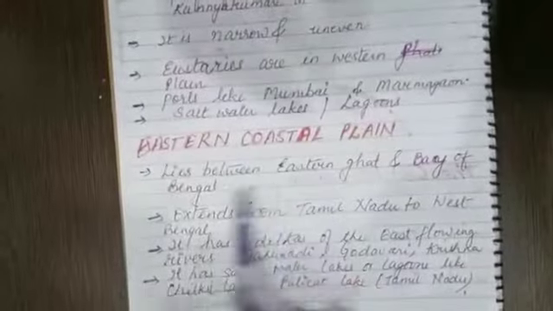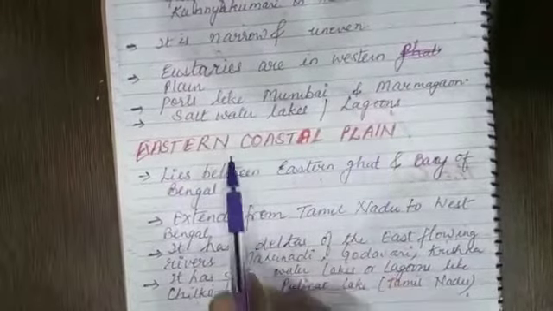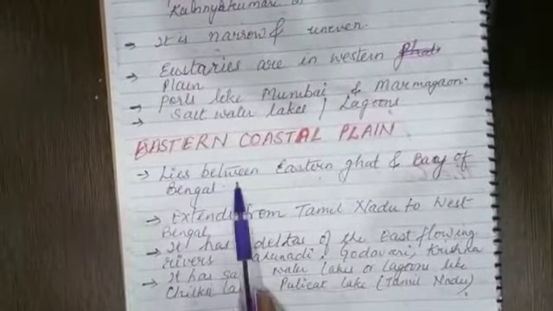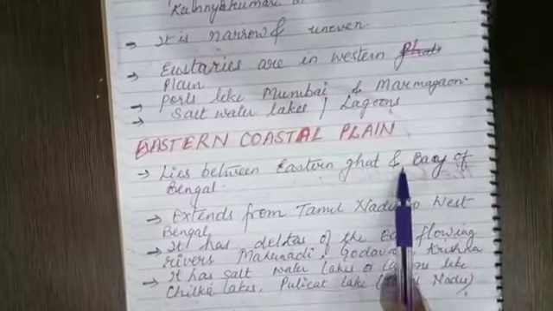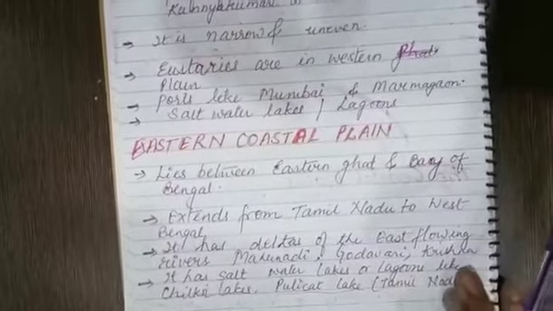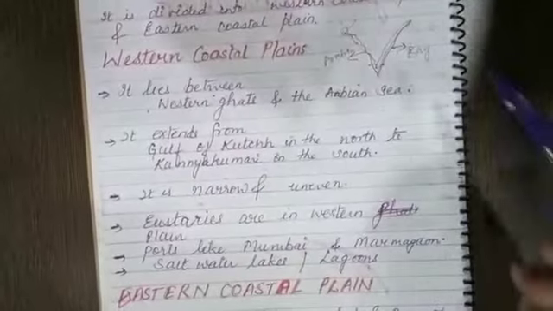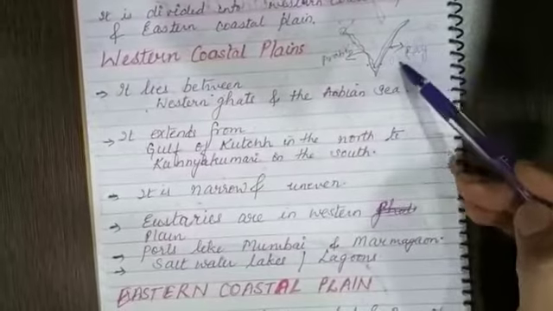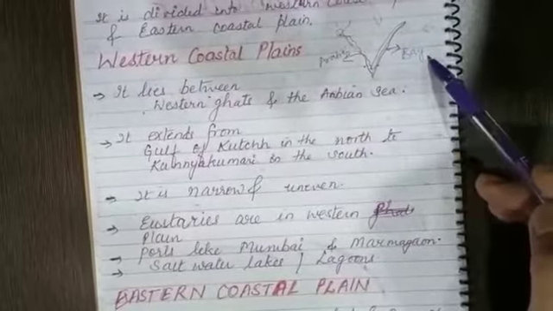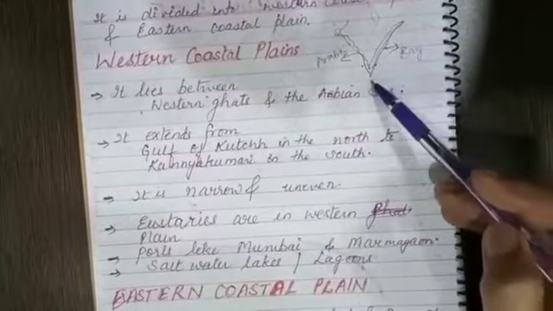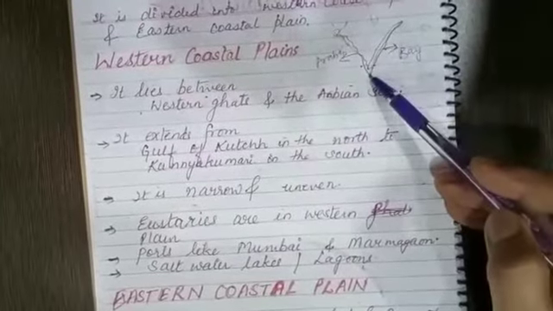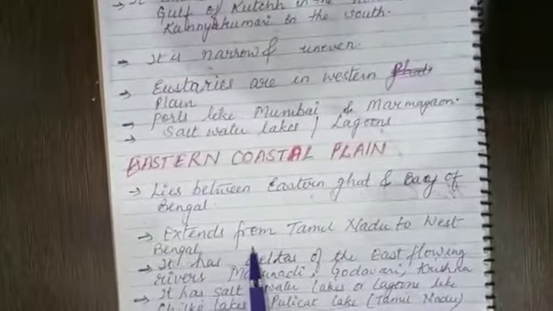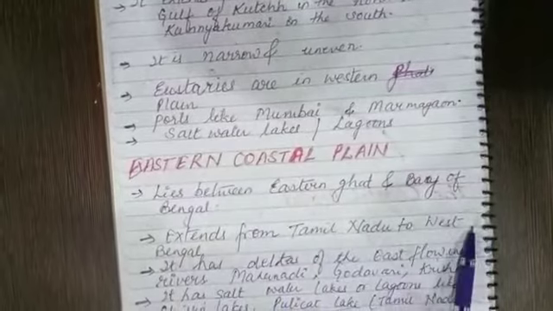Next one, eastern coastal plain. The second part of the Indian coastal plain is the eastern coastal plain, which lies between the Eastern Ghats and the Bay of Bengal. Once again I am showing the Eastern Ghats and the Bay of Bengal. This one, the eastern side, and here we have the big water body in the form of the Bay of Bengal. So from West Bengal till Tamil Nadu we have the eastern coastal plain. It extends from Tamil Nadu to West Bengal.